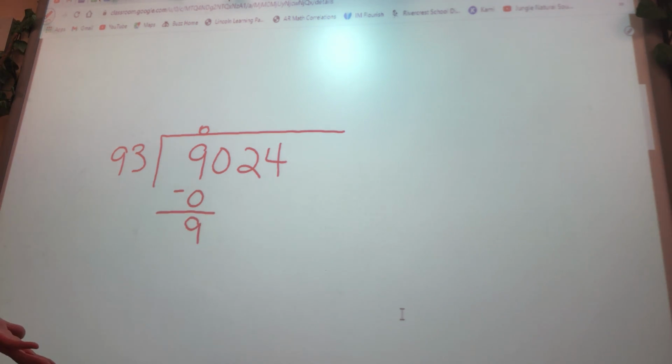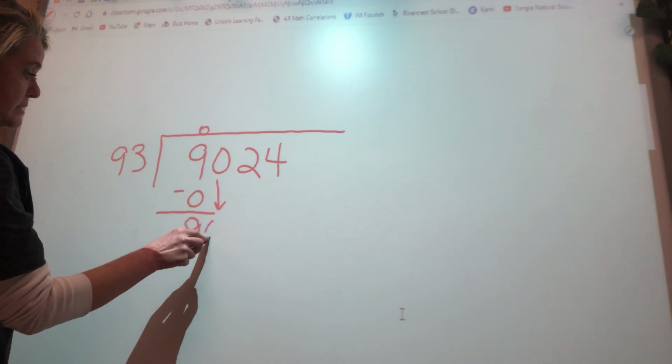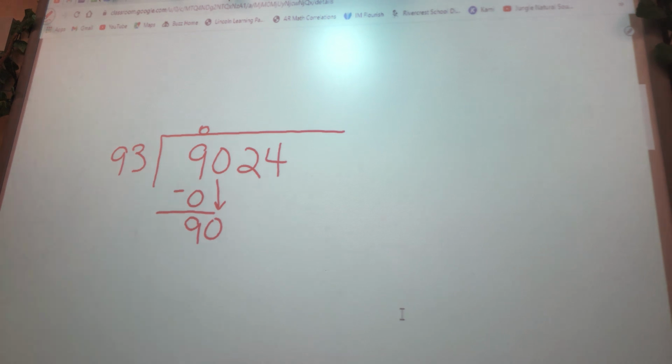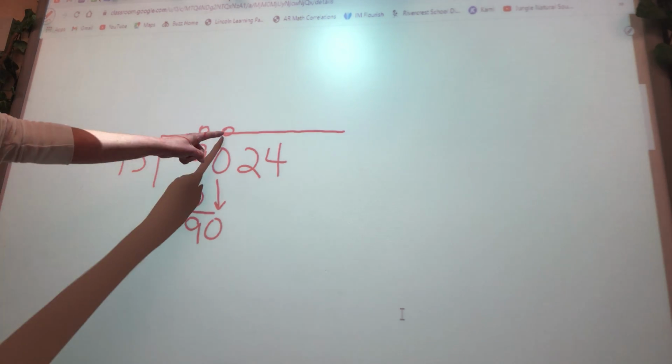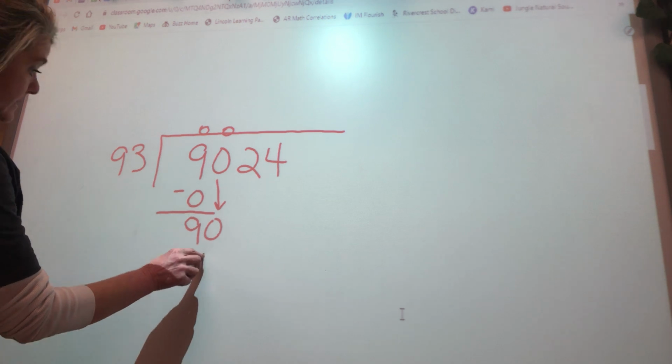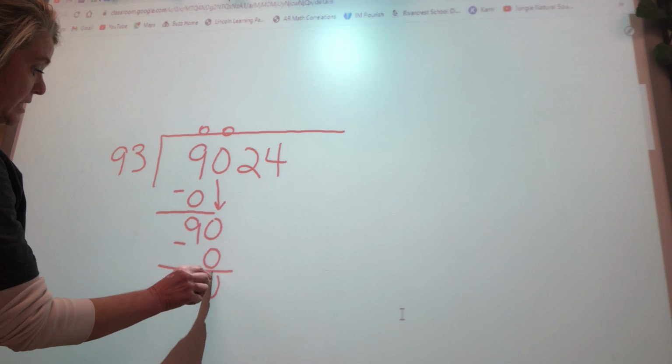And when we were working with single digits, we brought the next number down. And that's what we do since we're working with double digits. We bring that 0 down. How many times will 93 go into 90? Well, it won't, will it? So we have another placeholder 0. 0 times 93 is 0. So we subtract. We still have 90.